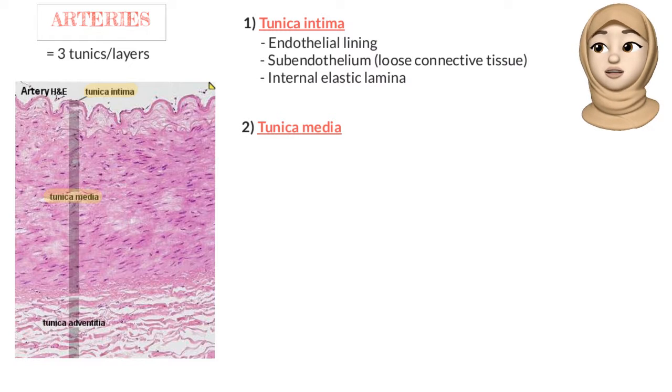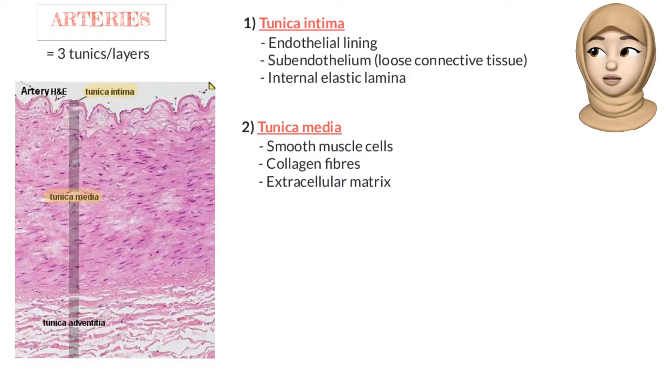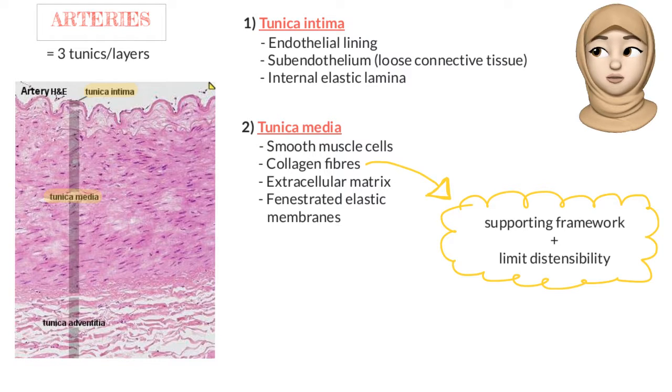The tunica media is the middle coat. It consists mainly of smooth muscle cells surrounded by a variable number of collagen fibers, extracellular matrix, and fenestrated elastic membranes. The collagen fibers provide a supporting framework for smooth muscle cells and limit the distensibility of the wall of the vessel.